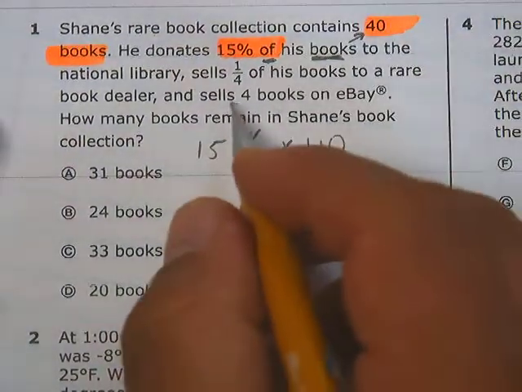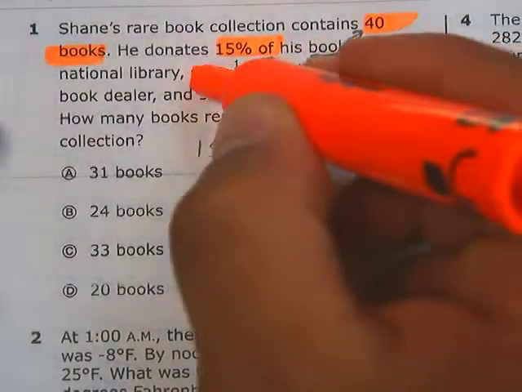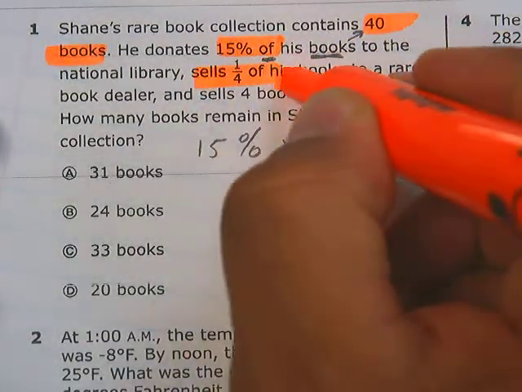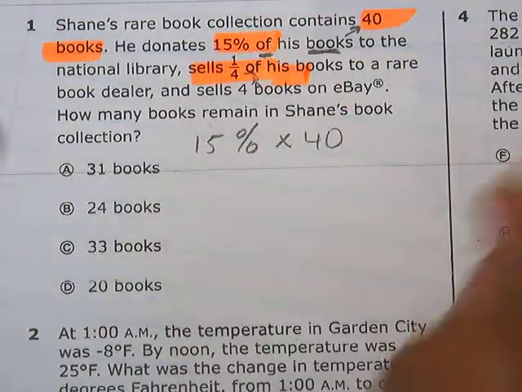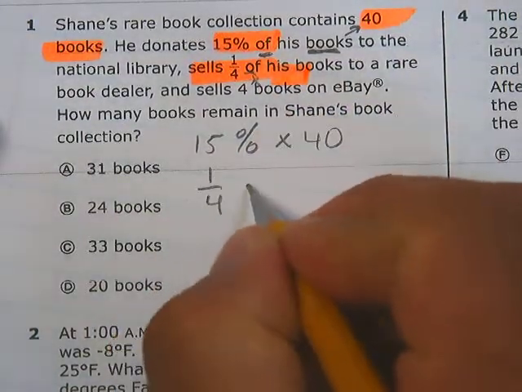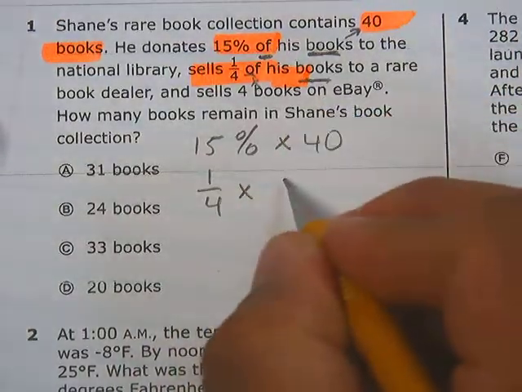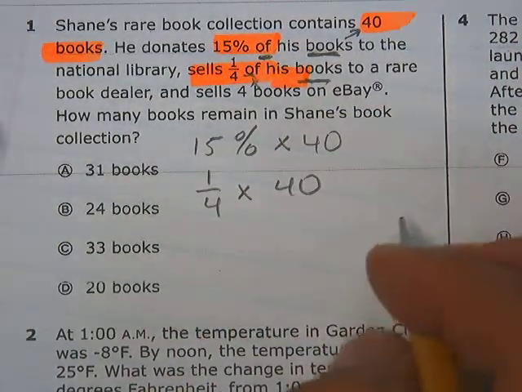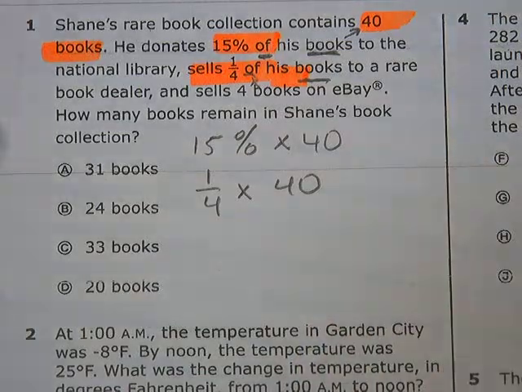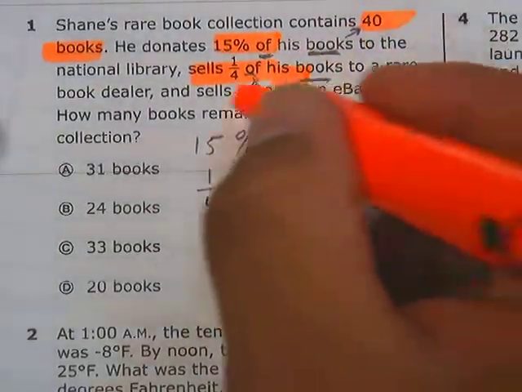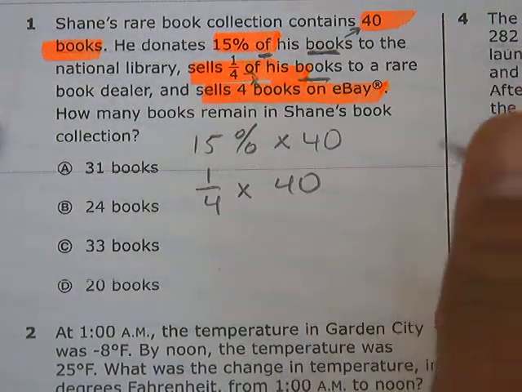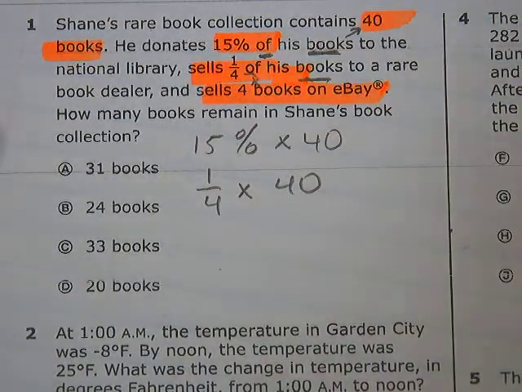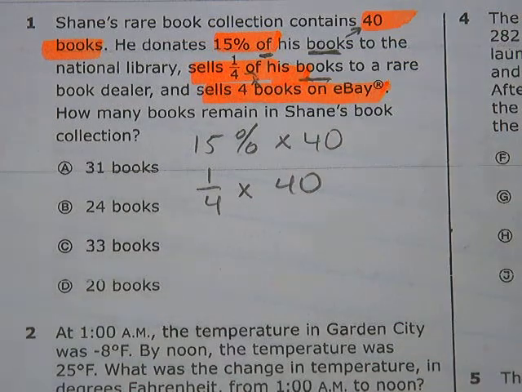Okay, he also sells 1/4 of the books to a rare book dealer. The word of means multiply. So again, 1/4 times, how many books does he have? He has 40. Okay. And then he sells 4 books on eBay. So he's gonna sell 4 more books. The question is, how many books remain in Shane's book collection?